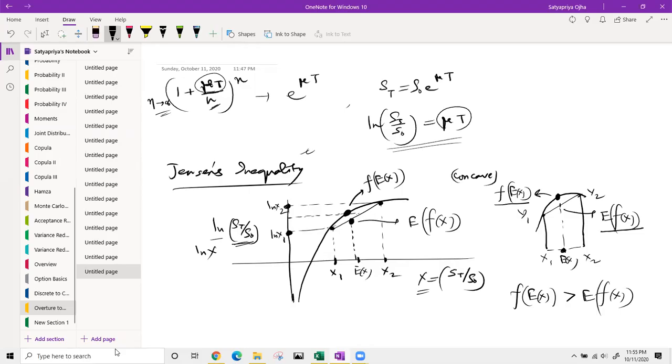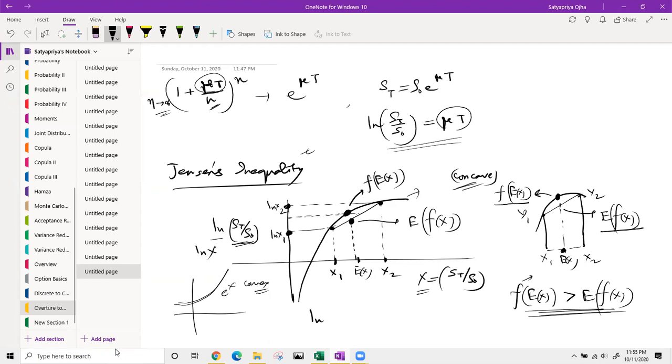Okay, this is Jensen's inequality for concave function. Concave means this kind of a function. This will be convex. E to the power x will be convex. Log x is concave. Now, given this result, my function here is log x. Log is the function.